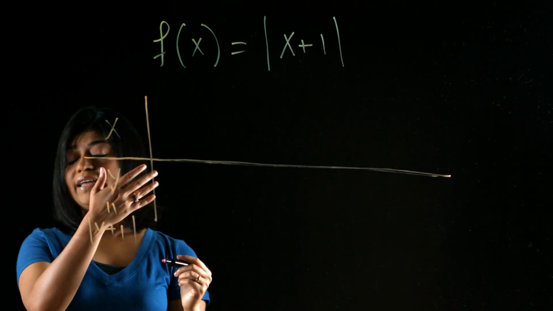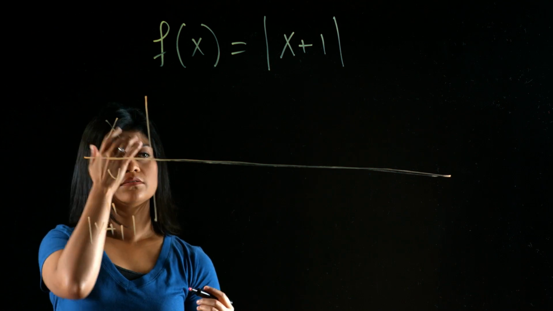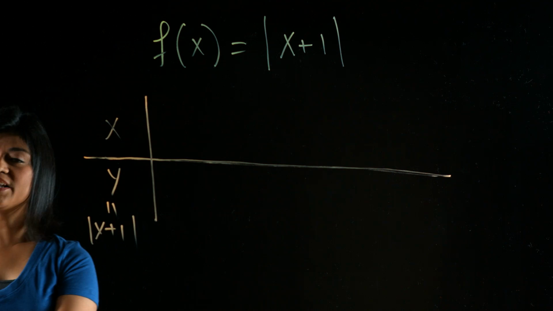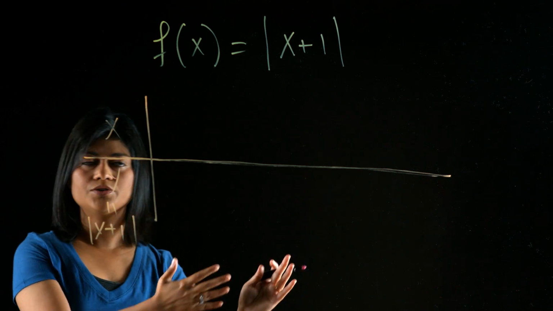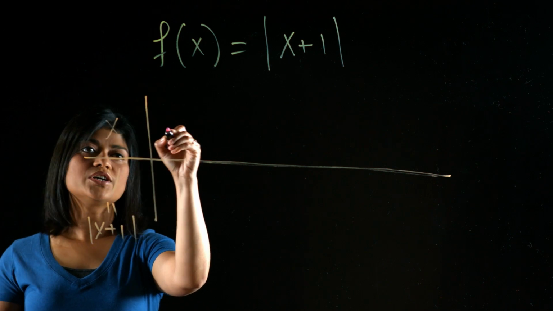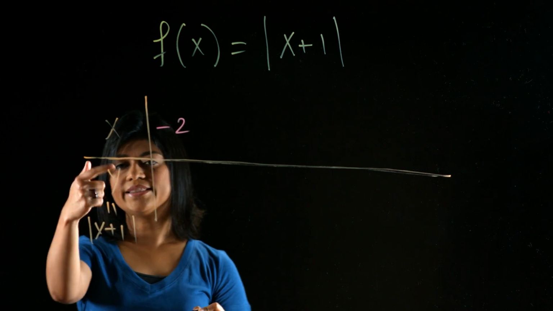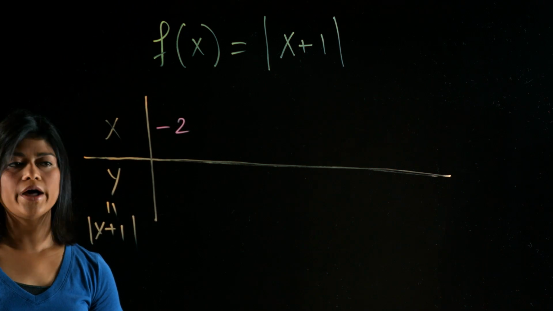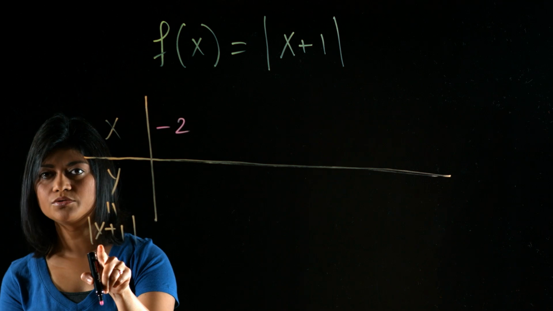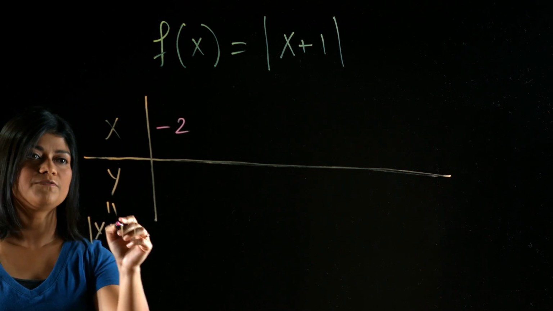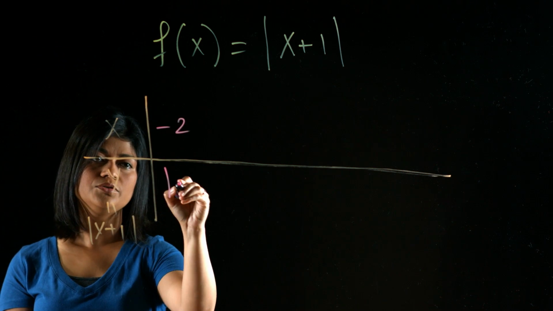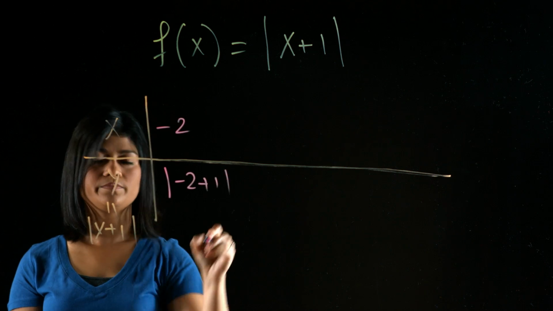Now, you can plug in any x values that you want. Usually, we start with some negative values and then some positive values. So, why don't we just start with, say, negative 2? We plug in x equals negative 2, and then let's figure out what is the corresponding y. Well, just plug in negative 2 for x in the expression for the function. So, you get absolute value of negative 2 plus 1.